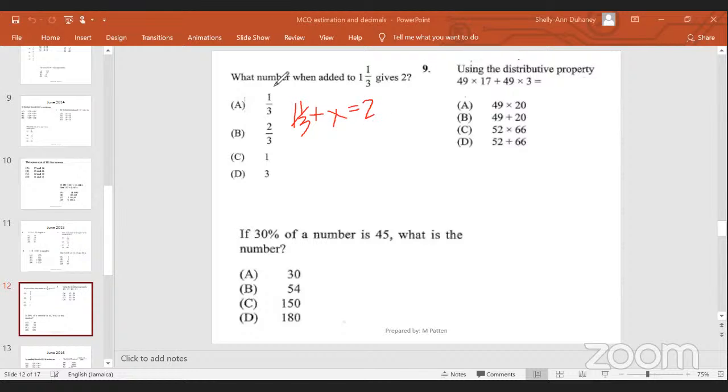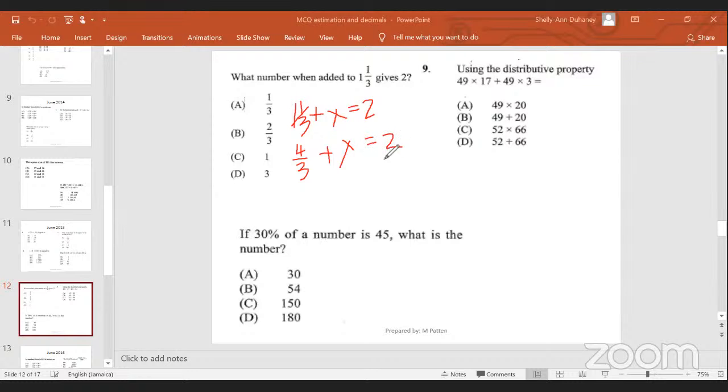All right. So persons who don't understand, the question says, what number when added to 1 1/3 gives us 2? So 1 1/3 plus a number, I'm calling that number x, is equal to 2. Let us simplify now. 1 1/3 as a fraction, not a mixed fraction, what would we get? 3 times 1 is 3, plus 1 is 4. So 4 over 3. Good? So 4 over 3 plus x is equal to 2.